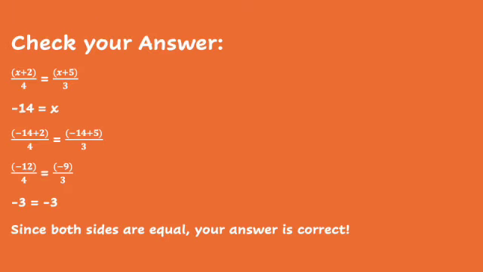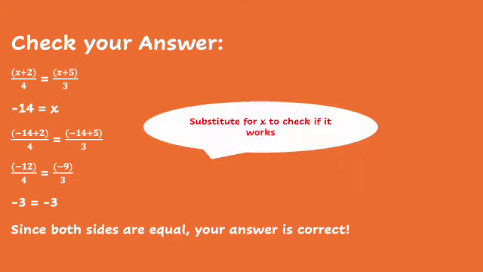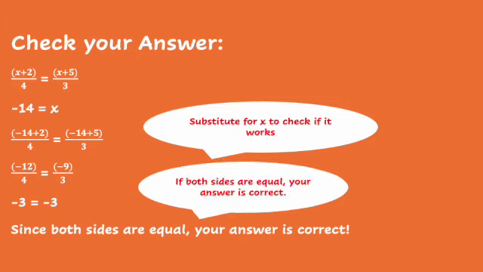Next step is to check your answer. We can always check our answer whether what we did was correct or not. So here we will substitute for x to check if it works in the equation or not. So we put x equal to minus 14 as we got that to be the solution for the given equation. When we do that and we simplify, we get minus 3 on both the sides. You can see here after simplification. Because you are getting the same answers on both the sides, that means what you did was correct.